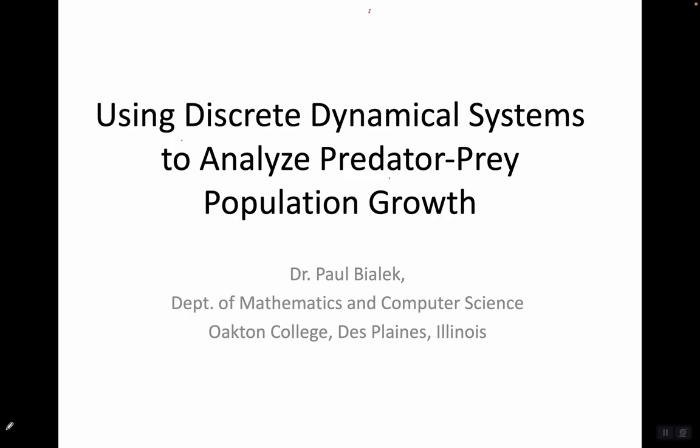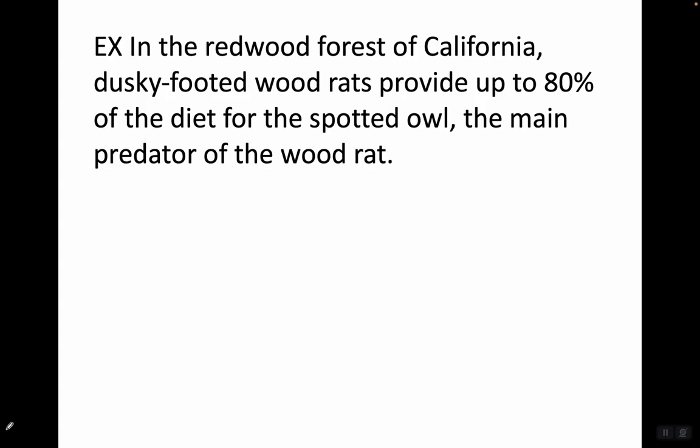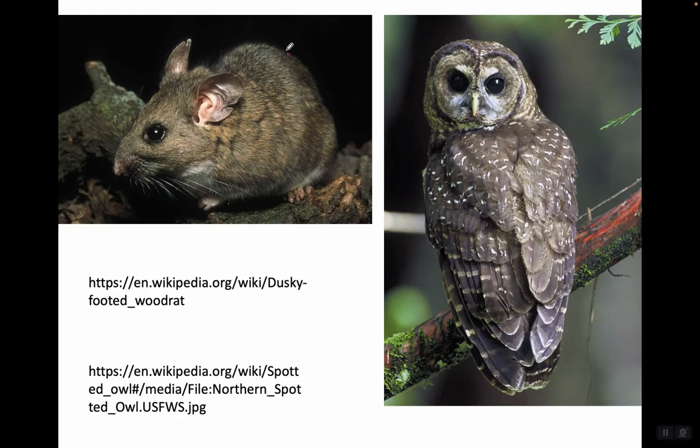Let's talk about using discrete dynamical systems to analyze predator-prey population growth. In the redwood forest of California, dusky-footed wood rats provide up to 80% of the diet for the spotted owl, the main predator of the wood rat. Here's what a dusky-footed wood rat looks like, and there's a spotted owl.